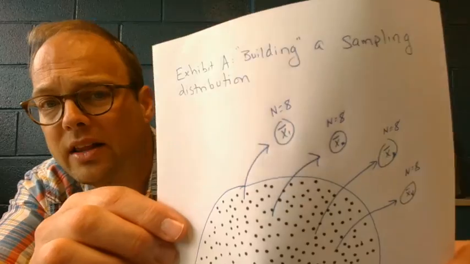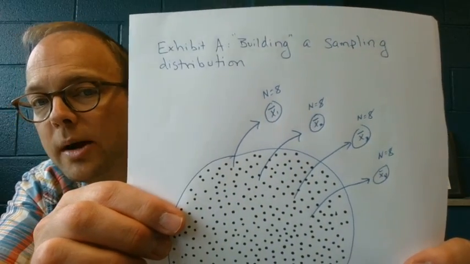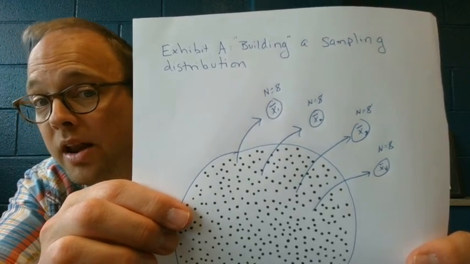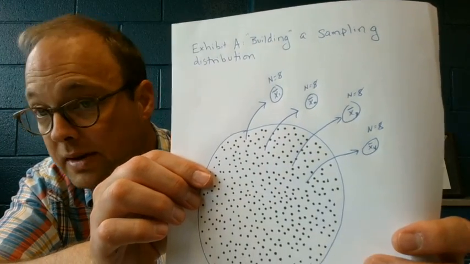If you look very closely, I hope it comes through on the film, I've put a subscript. Mean sub 1 means it's the mean for my sample number 1. Mean sub 2 is the mean for sample 2. Mean sub 3 is the mean for sample 3. Mean sub 4 is the mean for sample 4. Now, that's just 4. Imagine if we did that forever.